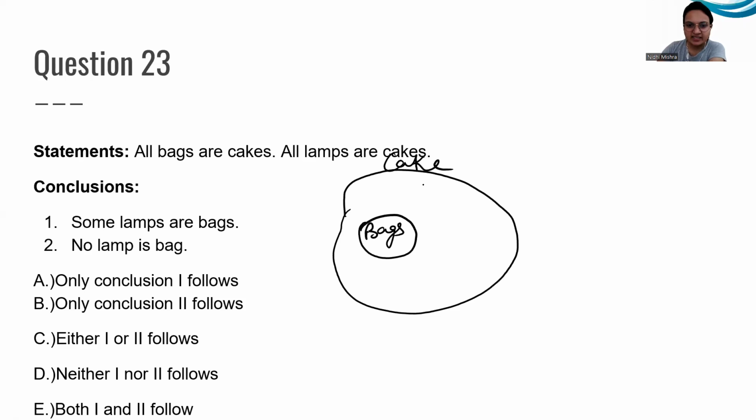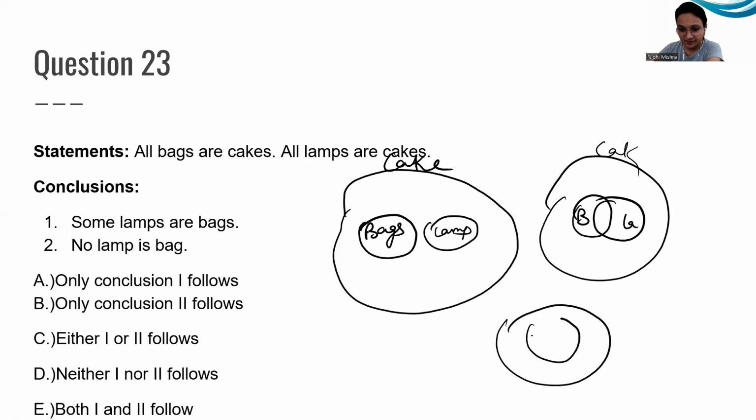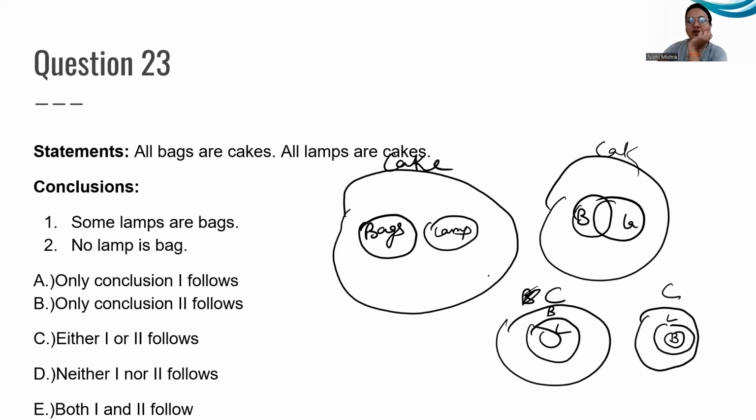All lamps are cakes. Now here there are 4 cases. This one. Bag, lamp, cake. Or this one. Cake, bag, lamp. Or this one. Cake, lamp, bag. 4 cases are there.